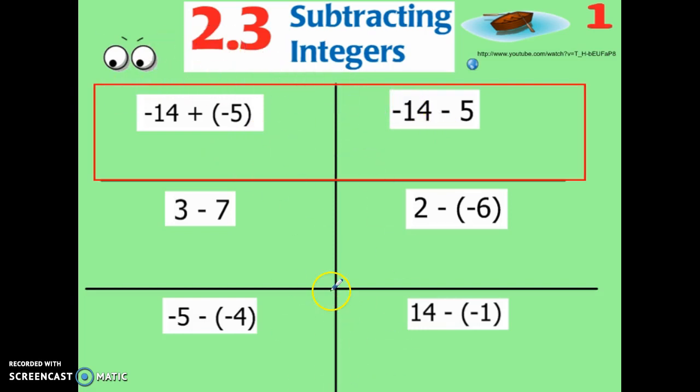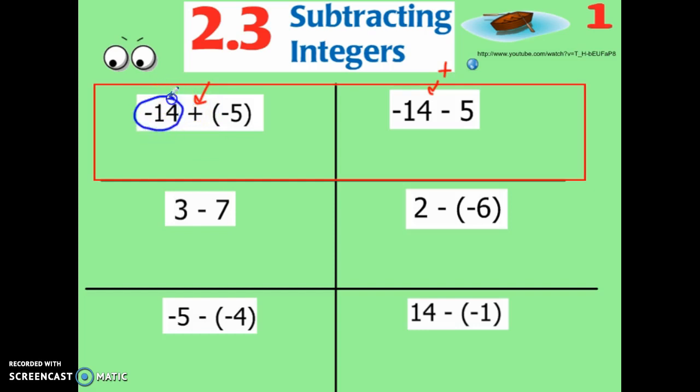A couple things that are the same: they both have a negative 14, and they both have a negative 5. However, this one has a plus sign and this one is missing a plus sign, and this one also has parentheses. If you look there, there are no parentheses in the second one. So one thing that we can notice about these two is that they are really the same problem.